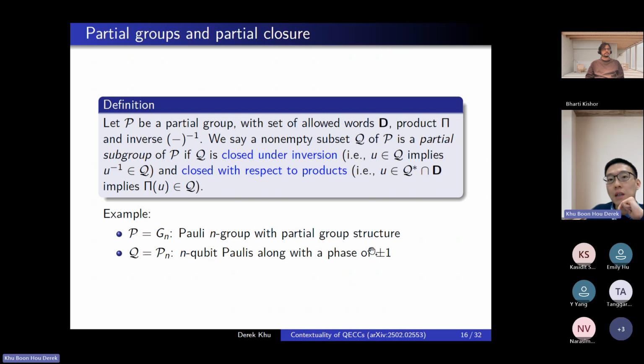Right? Because if you take the product of any two of those Paulis with plus or minus 1 phase, then the product also has a plus or minus 1 phase. And the same with inversion. So it is a partial subgroup. It's very similar to a subgroup of a group. Here we just call it a partial subgroup.